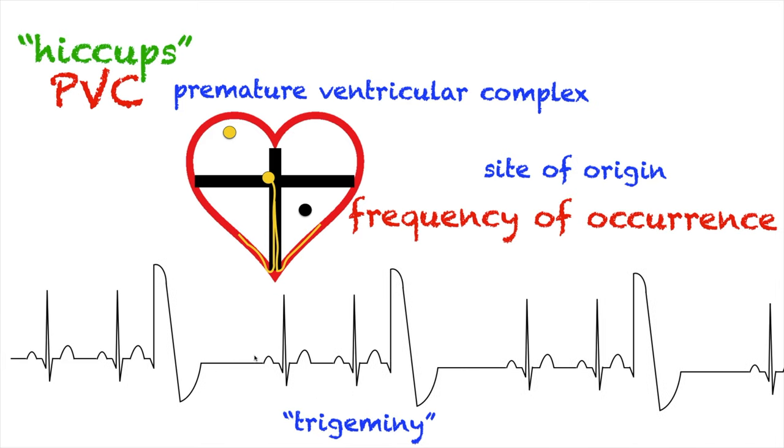So you have your compensatory pauses right here. And let's go ahead and count. 1, 2, 3. There's your PVC. 1, 2, 3. There's your PVC. 1, 2, 3. So every third QRS complex or every third beat, you have a PVC. This is your trigeminy PVC.